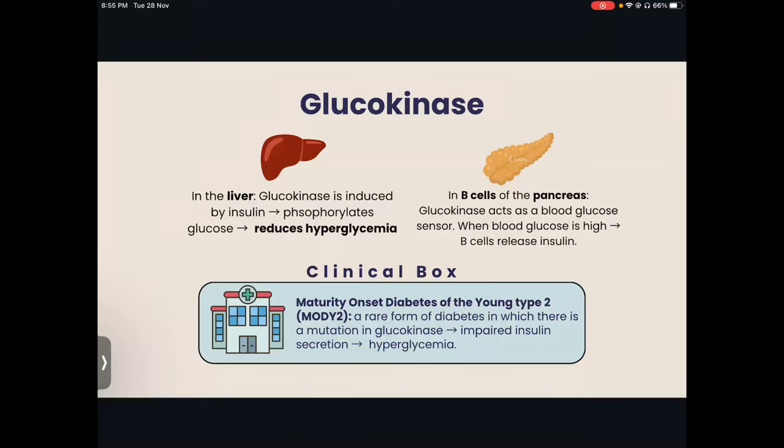Okay. Now, an important thing to know here, again, these little boxes, this one is for anything clinical that was mentioned. We have a disease called maturity onset diabetes of the young type 2, or MODY type 2. It's a rare form of diabetes in which there is a mutation in this glucokinase. So you're unable to phosphorylate the glucose and it's unable to sense that the blood glucose is too high, and so it's unable to release insulin from the pancreas. You can't really secrete insulin, therefore you have hyperglycemia because you can't regulate it. So this will lead to hyperglycemia, leading to MODY type 2, maturity onset diabetes of the young type 2. Is this clear?